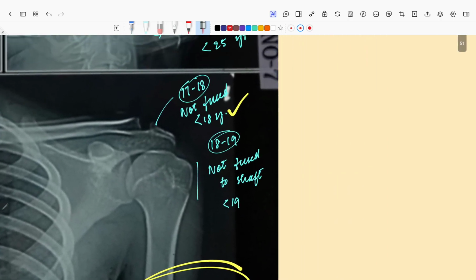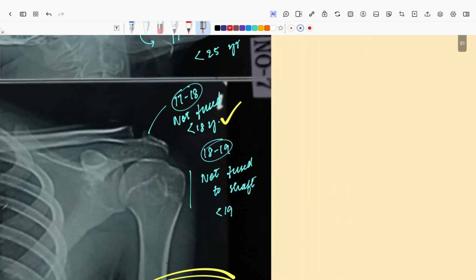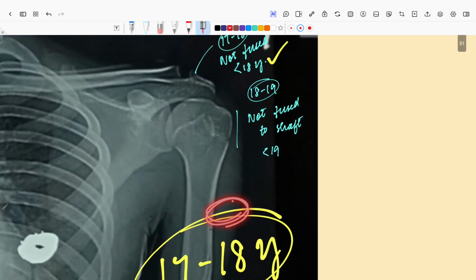Okay, and this is the shoulder joint. We see the acromion process has appeared, but it's not fused. So we give the time till 18 years. The person is less than 18 years. Then we see a faint line here on the upper end of humerus, which is not fused to the shaft. That means it is less than 19 years of age.